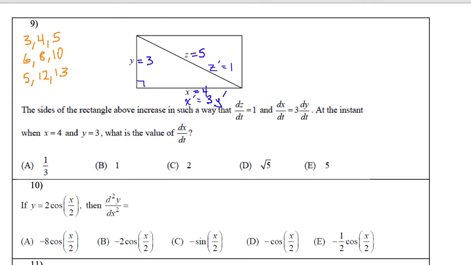I guess if I just write my y prime over here, y prime is just equal to y prime. I don't know what that is. I'm looking for x prime. X prime is the question. So what is x prime?